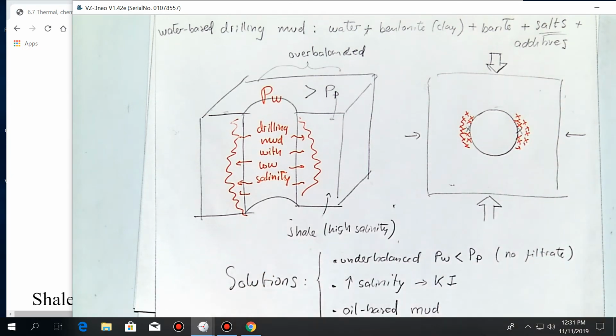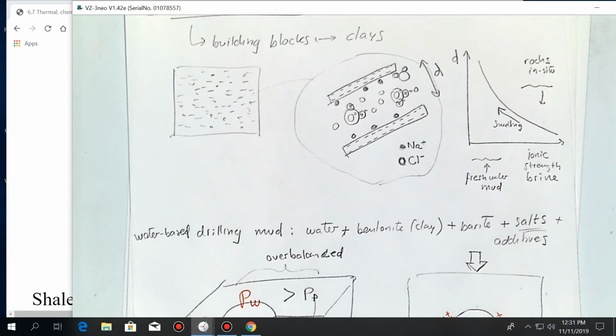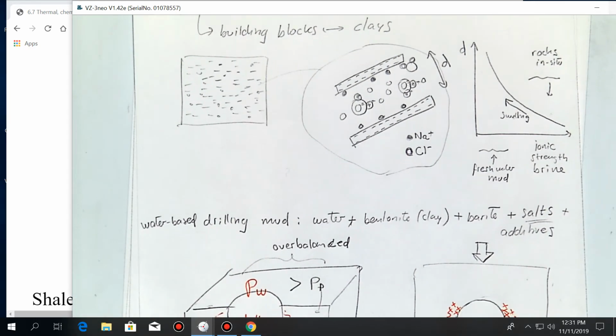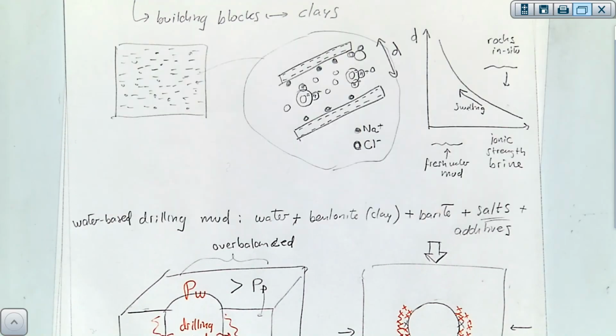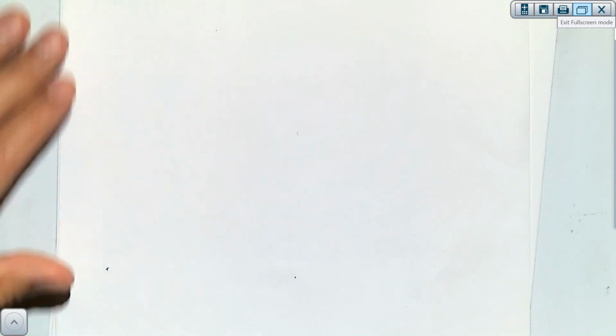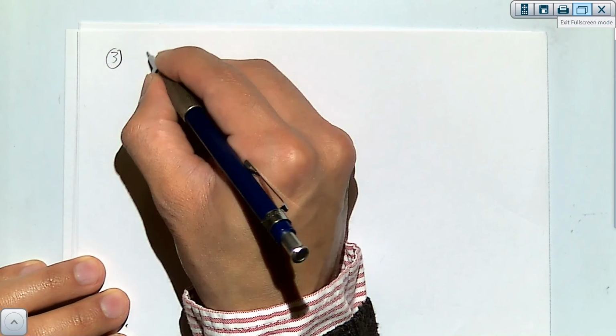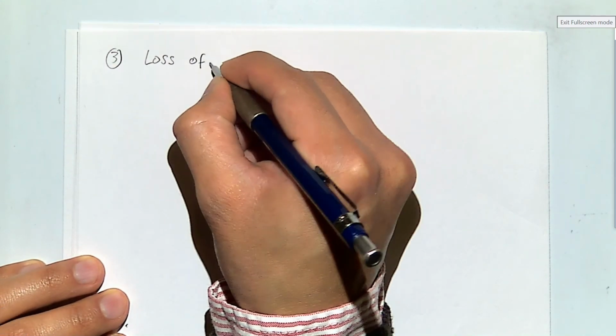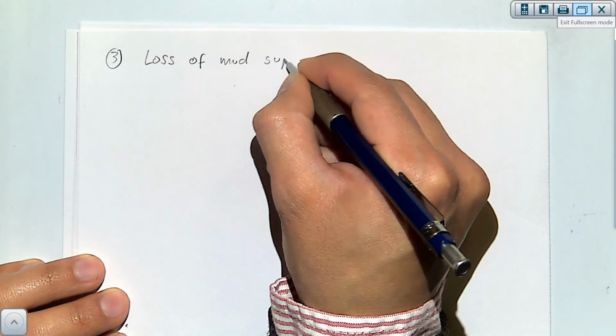Around the wellbore. So that's something to pay very close attention to. All right, let's see. We have 20 minutes. We have 3 more. Okay, the next one is easy. So we just finished with shear instability. Then number 3. Number 3 is loss of mud support.